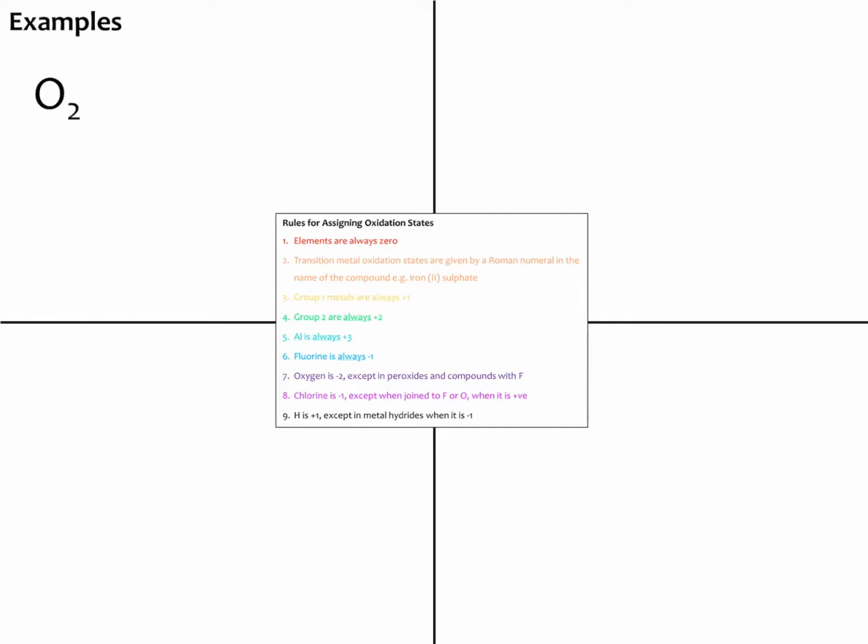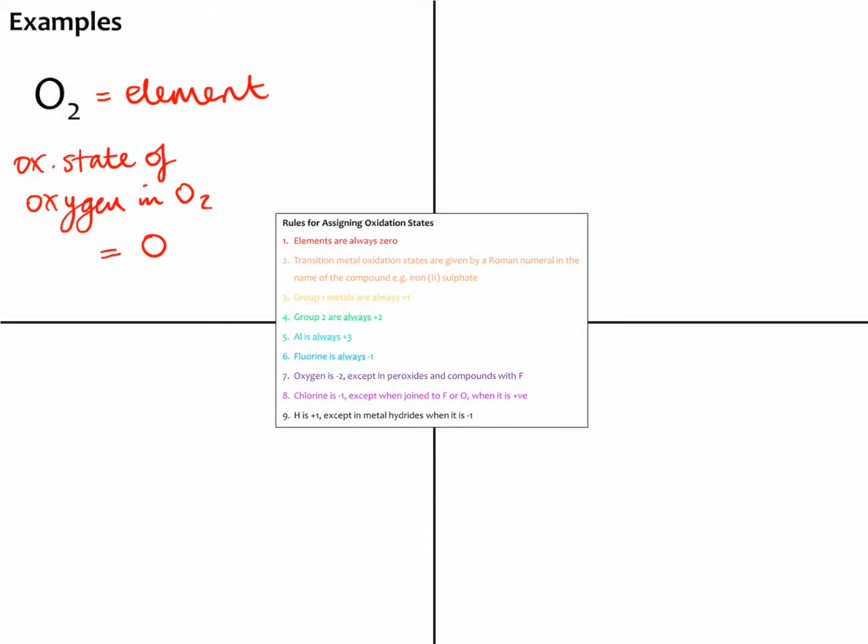Now O2, as our example, is an elemental form of oxygen. It's an element. Rule number 1 tells us that elements are always 0. So that means that the oxidation state or oxidation number of oxygen in O2 equals 0.